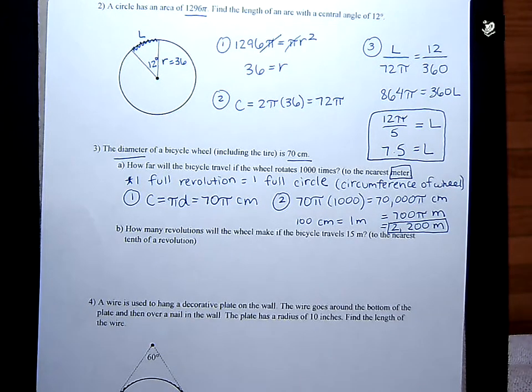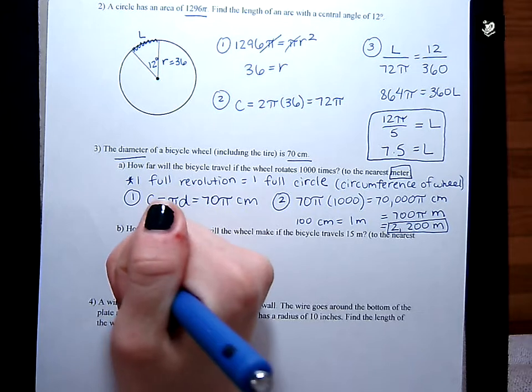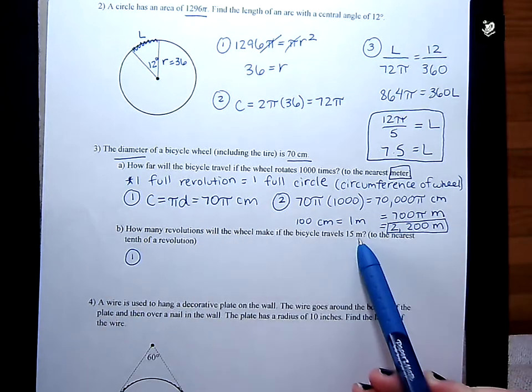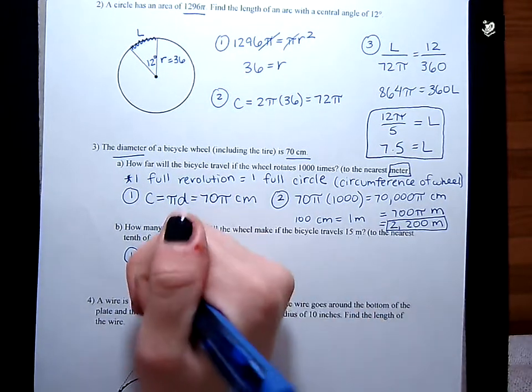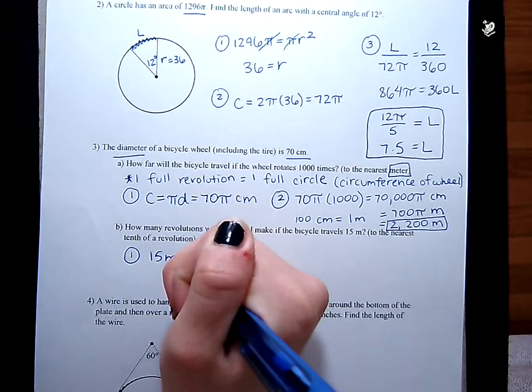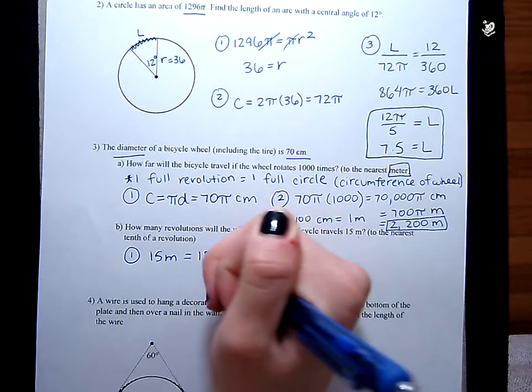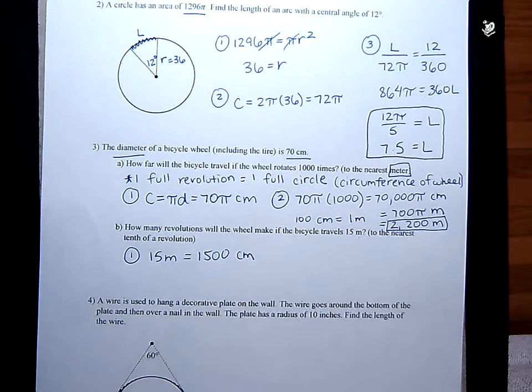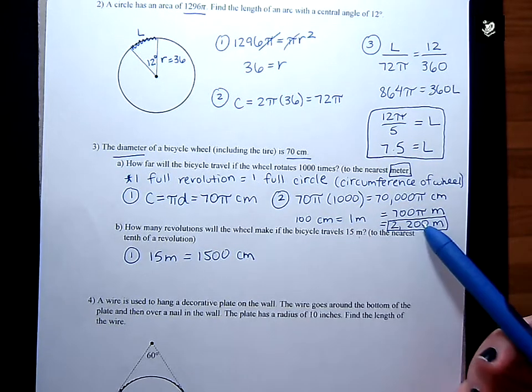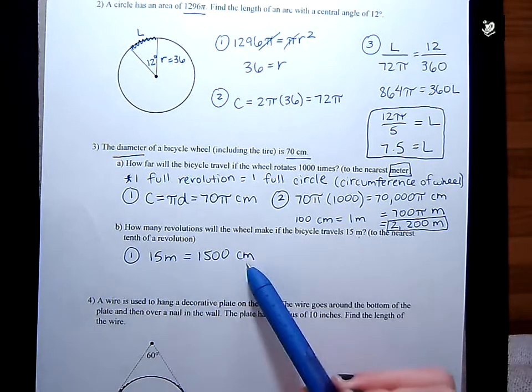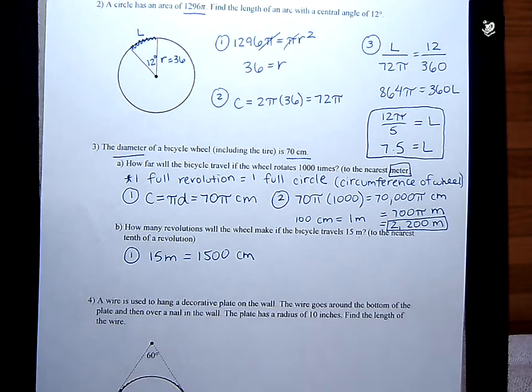See if you could try part B. How many revolutions will the wheel make if the bicycle travels 15 meters, to the nearest tenth of a revolution? So the first thing I'm going to do is change my meters to centimeters. So 15 meters is equal to 1,500 centimeters. Here I had to divide because I was getting bigger. Here I have to multiply because I'm going to smaller units.